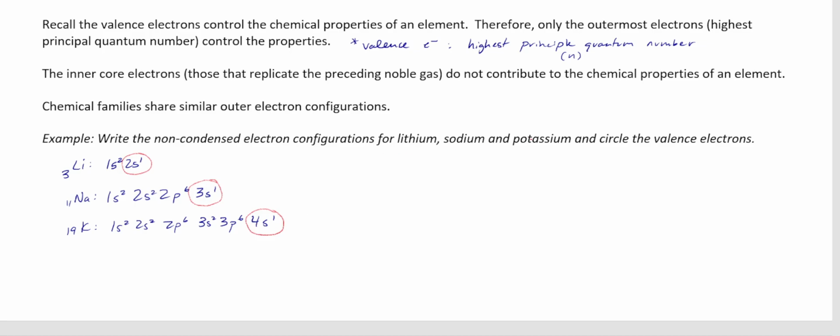And so lithium, sodium, and potassium are all part of the alkali metals. They all have 1 valence electron, which makes them chemically very similar. They're all highly reactive. They're all pretty soft metals, and they are all very chemically reactive with water.